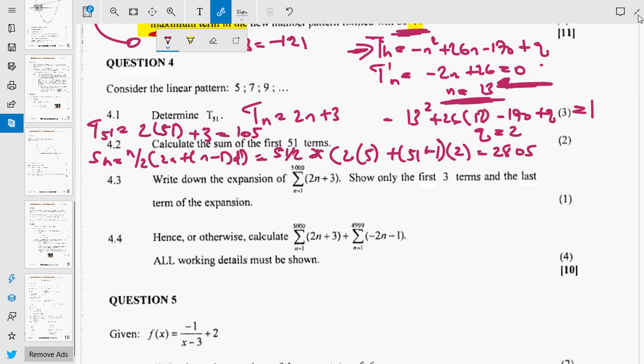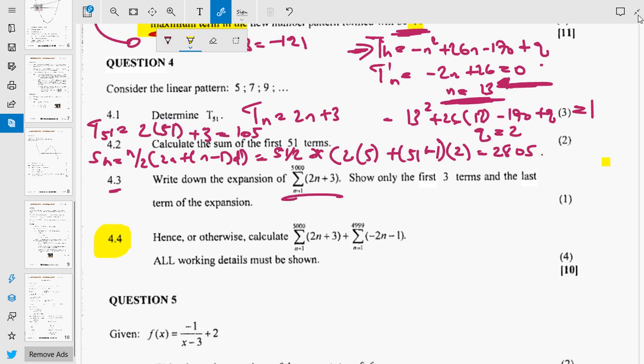2805. And the third part of this question says write down the expansion of this series here. So we are given a sigma notation and they want the expansion of that. Now you have to read the instruction, and this instruction is important because it's going to help you to answer this question. They say show only the first 3 terms and the last 3 terms of the expansion.